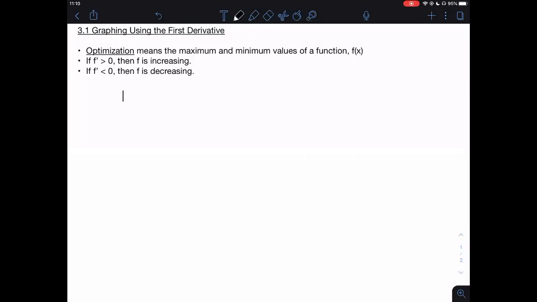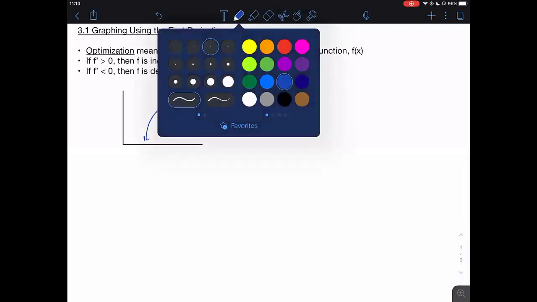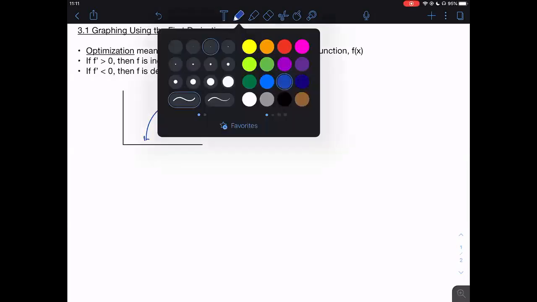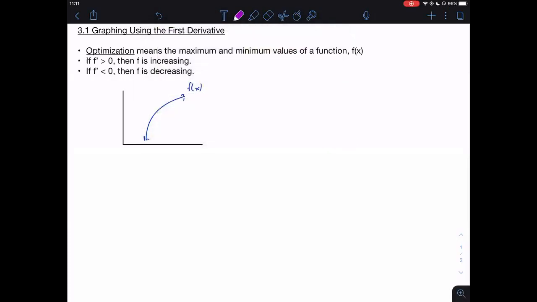Say, for example, and it's actually something we saw a bit in the last chapter as well, suppose a function has this type of curve. Here we have f of x. If we pick any point along this curve and calculate its slope, the first derivative at that point, or in other words, find the slope of the tangent line at any of these points, that slope will be a positive value. F prime will be greater than 0, indicating that our function f here is increasing.